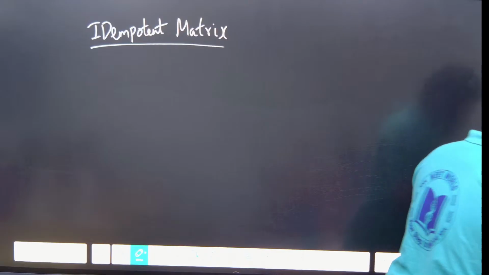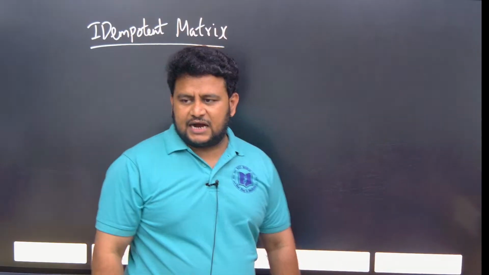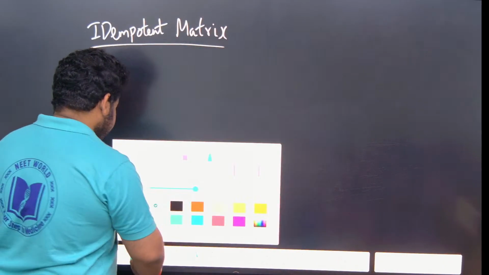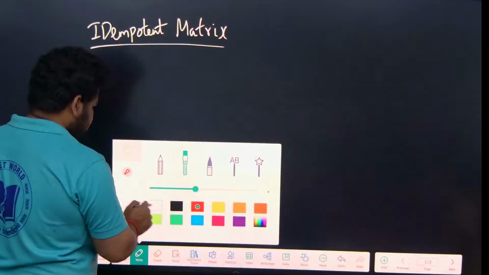All of you please focus. So, idempotent matrix. It says that A square will be equal to A. If A square is equal to A, then we say that A is an idempotent matrix. So, here also the matrix should be a square matrix.